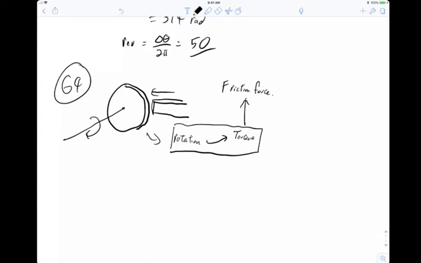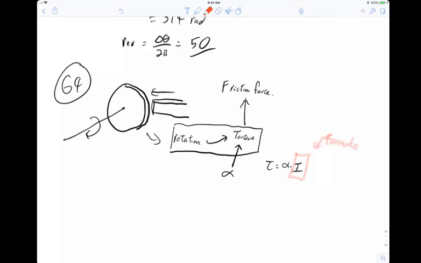Okay, so how do you find out the torque? I need to know what the angular acceleration is, because the torque is equal to the angular acceleration times the moment of inertia. And I'm given the moment of inertia, aren't I? I'm not given the moment of inertia. I'm given the information I need to find the moment of inertia, but I'm going to have to rely on a formula for this.